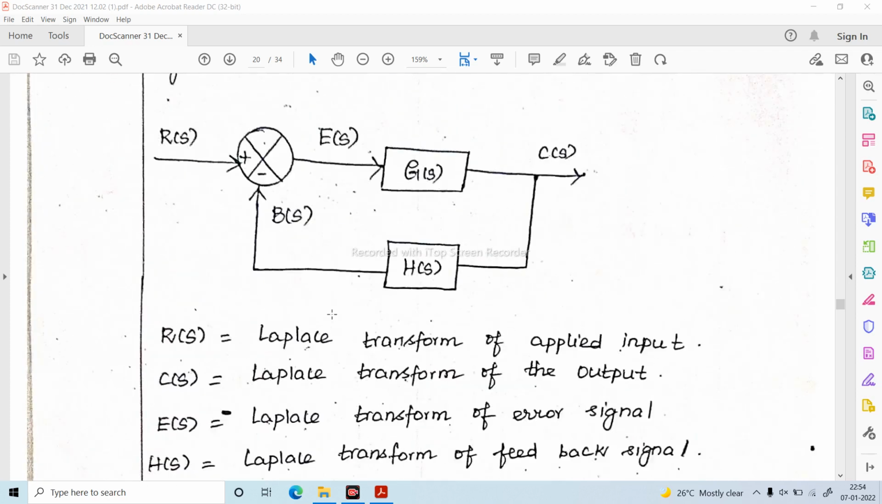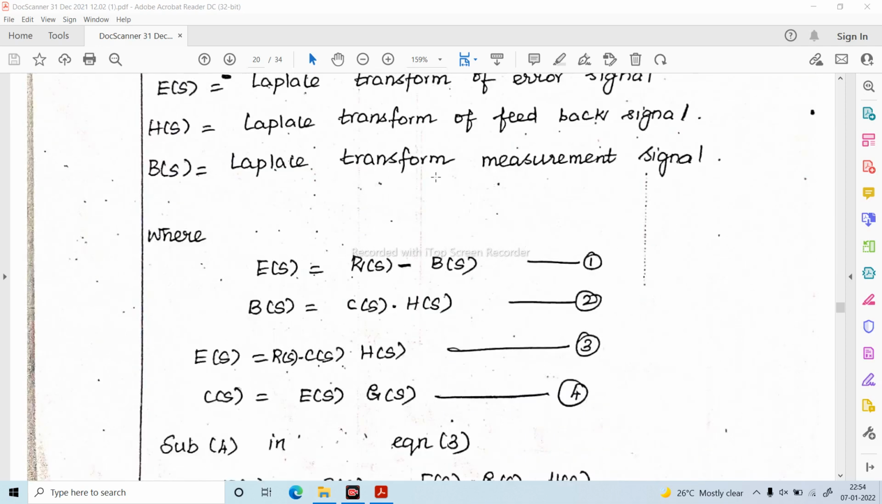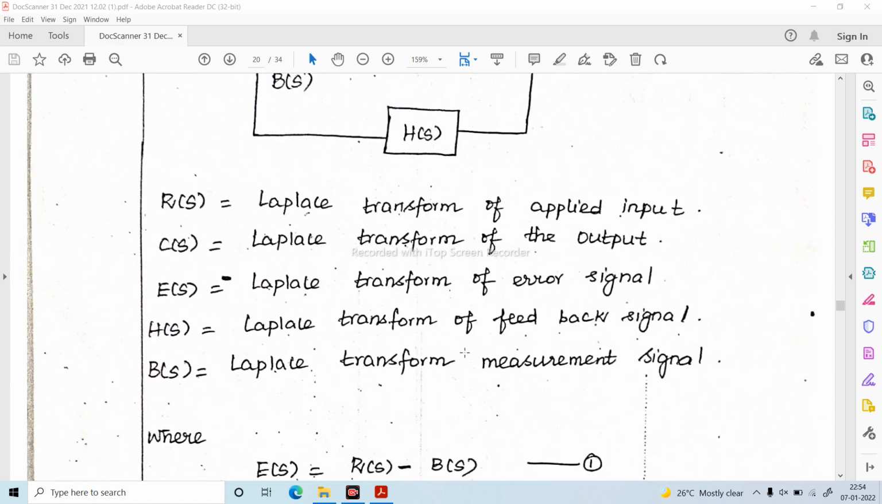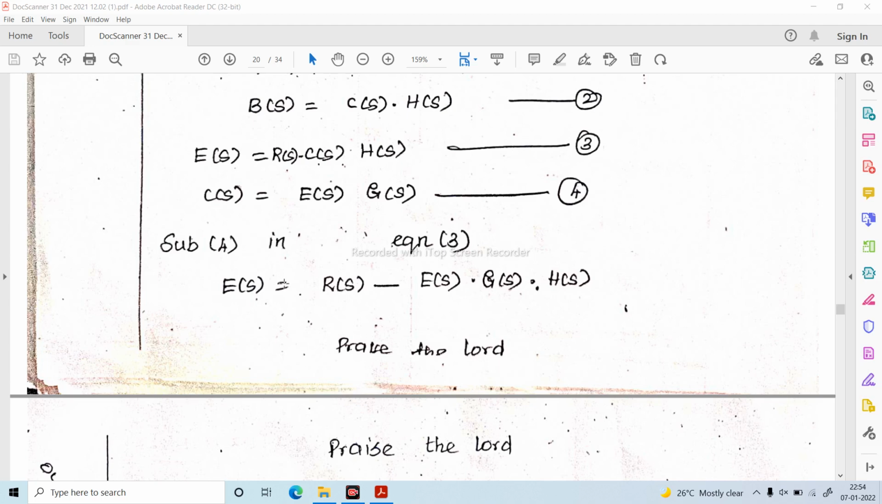From this, what is B of S? B of S is C of S into H of S. So instead of B of S, put C of S into H of S, giving R of S minus C of S into H of S. What is C of S? C of S is E of S into G of S. So put the value E of S into G of S. In this equation, E of S is equal to R of S minus E of S into G of S into H of S.